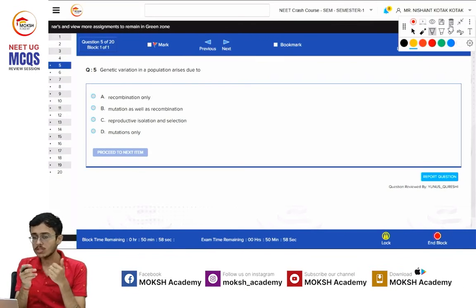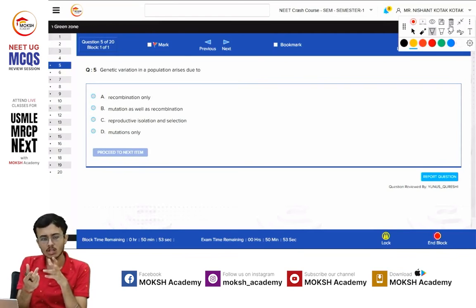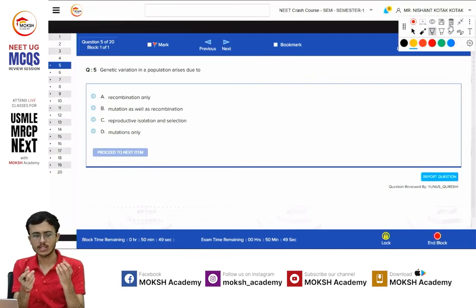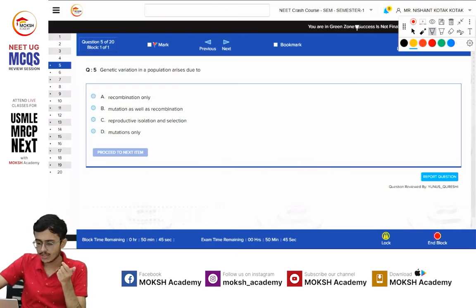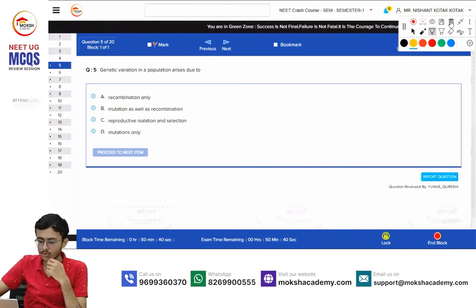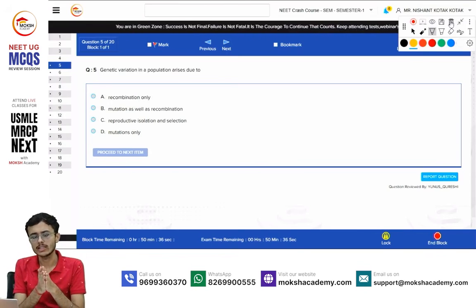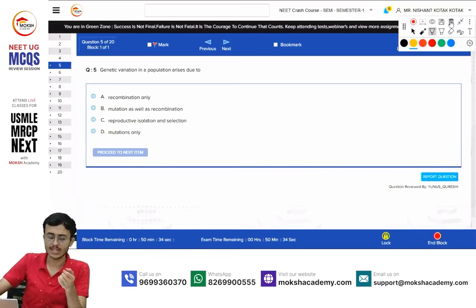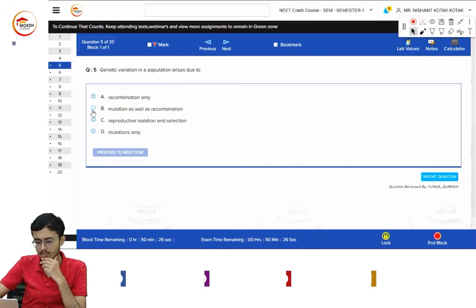Mutation as well as recombination, yes, this seems like the most appropriate answer because mutation is a normal thing. A change in the nucleotide sequence is mutation, right? A sudden change. So mutation will lead to genetic variation. Recombination, reproductive isolation and selection is quite the opposite, because if you reproductively isolate or select certain animals to mate, then there will be no genetic variation. So that is what will maintain the equilibrium. And mutations only. So the correct answer to this question is mutation as well as recombination.